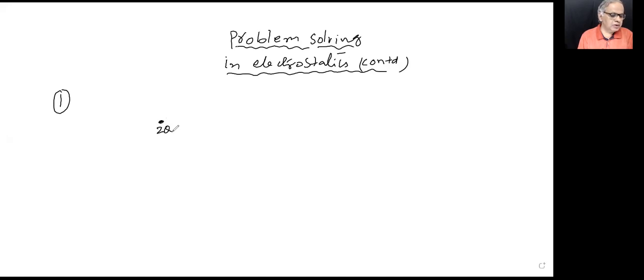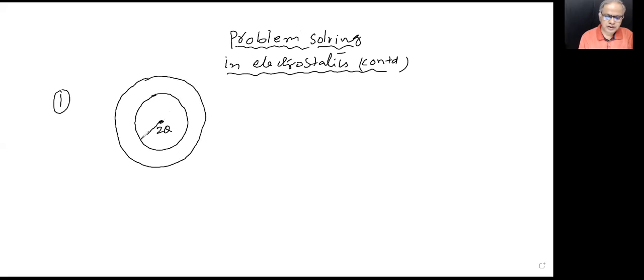There are two concentric thin conducting spherical shells. Thin concentric conducting shells. Hope you understood. 1, 2. Here radius r, radius 2r. I repeat, two concentric thin conducting shells, that is metal shells, metal bodies here.